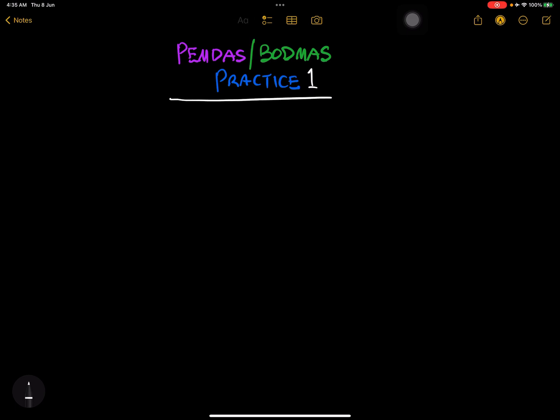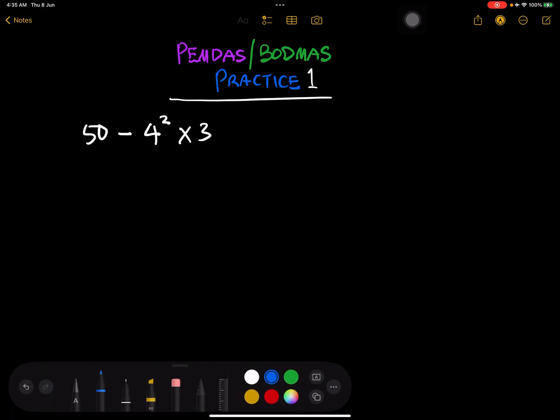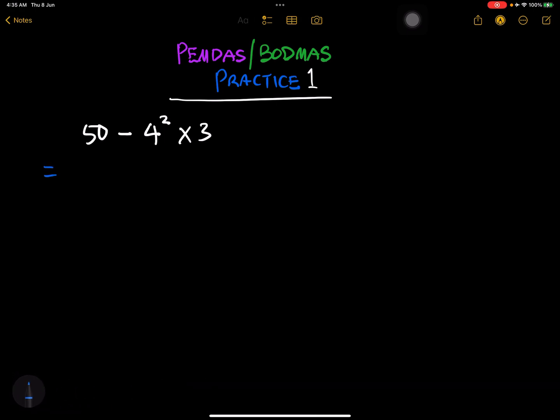Now let's quickly look at this problem. We have 50 minus 4 squared, that is 4 exponent 2, multiplying 3. And we said that anytime you see a problem like that, you need to introduce the equal to sign. Now, it depends on what we want to do. If we're using PEMDAS, it's the same thing. We have to start with parentheses, but we do not have parentheses there. So we skip that. Is there an exponent? Yes, there's an exponent or power, which is this one here.